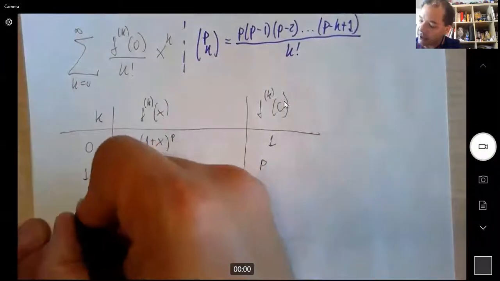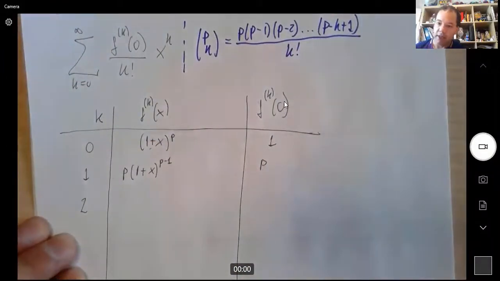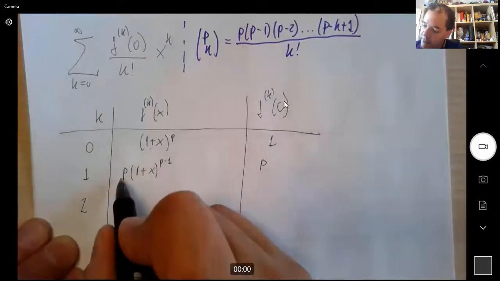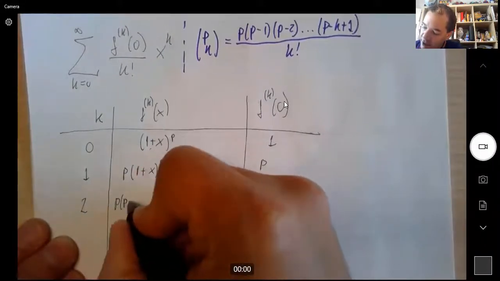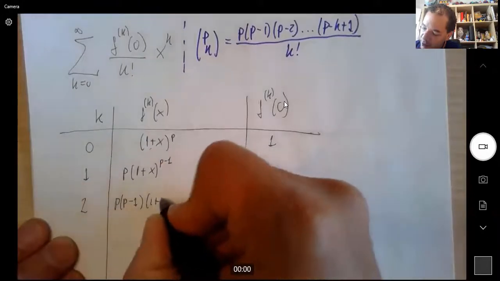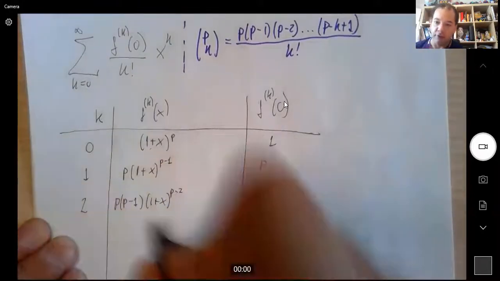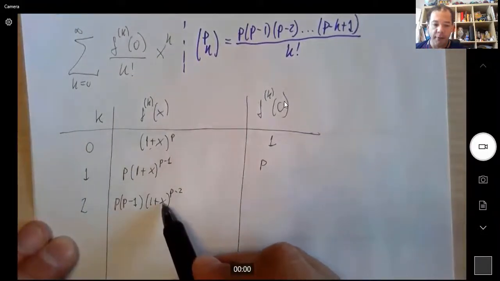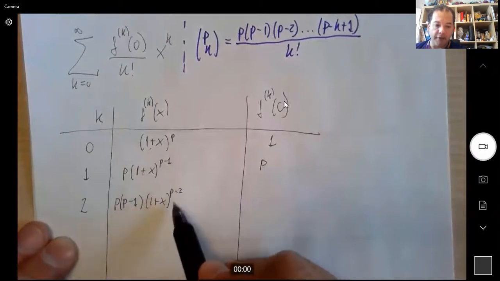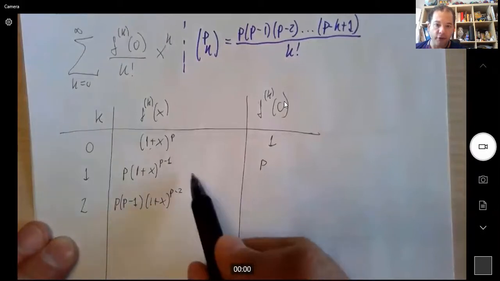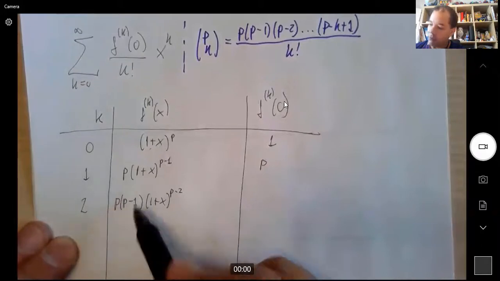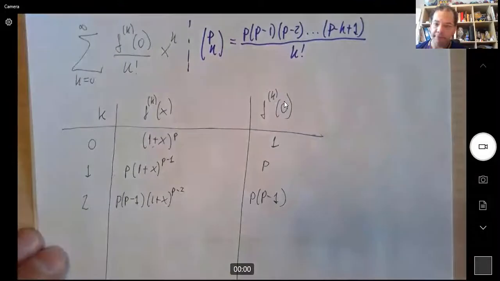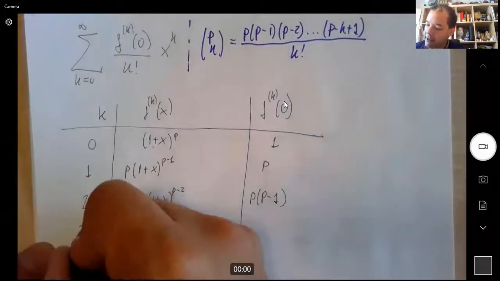Let's continue. So second derivative. Here's what's going to happen. For the second derivative, this p - 1 is going to come down and multiply the p, right? So now it's p times (p - 1), times (1 + x) to the power p - 2. And what happens when we plug in 0? 0 for x makes this number 1. So all that's going to survive is the p and the p - 1. So we're going to get p times (p - 1). Correct?